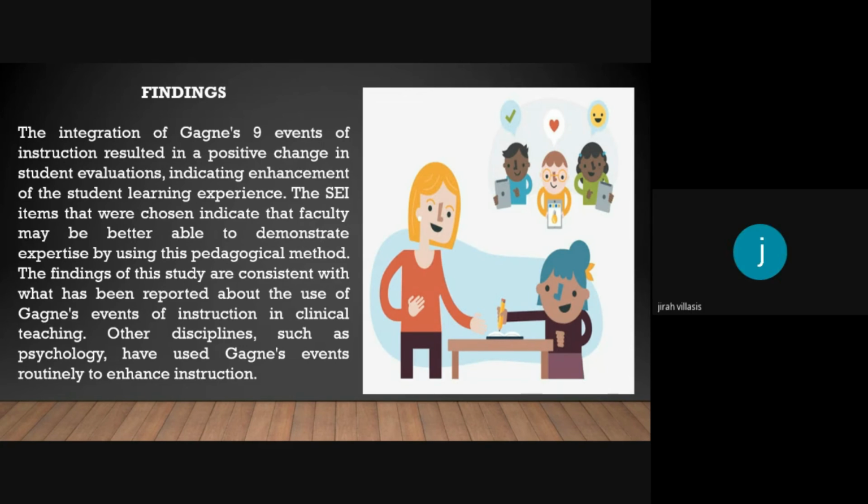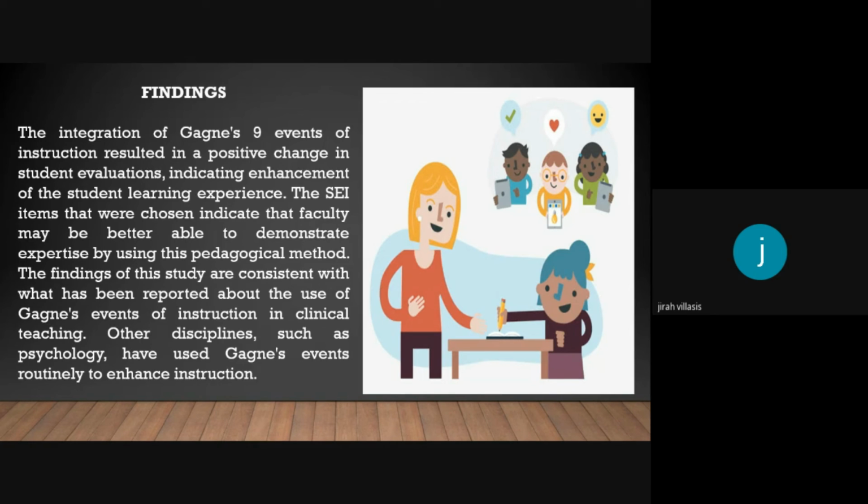Okay. So thank you so much, Charles. So we are going to tackle the findings of the study. Now, the integration of Gagne's 9 events of instruction resulted in a positive change in student evaluations, indicating enhancements of the student learning experience. Now, the SEI items that were chosen indicated that faculty may be better able to demonstrate expertise by using the pedagogical method. The findings of this study are consistent with what has been reported about the use of Gagne's events of instruction in clinical teaching.